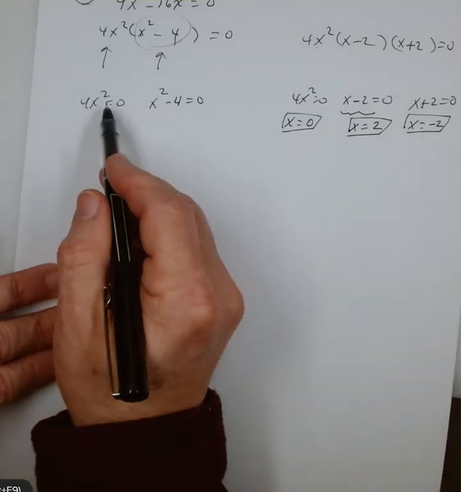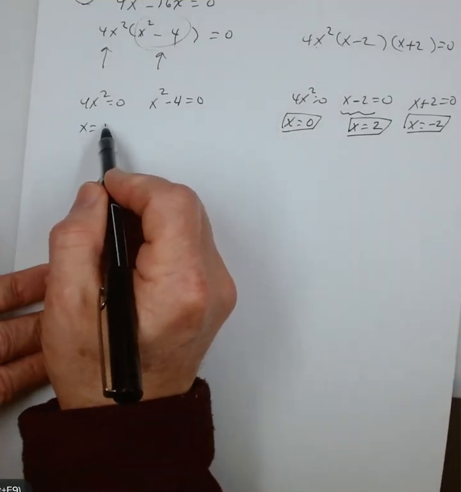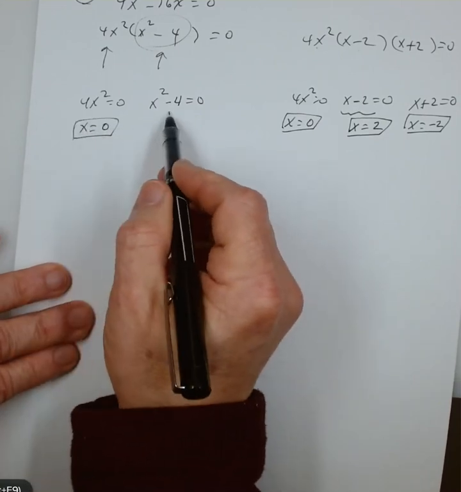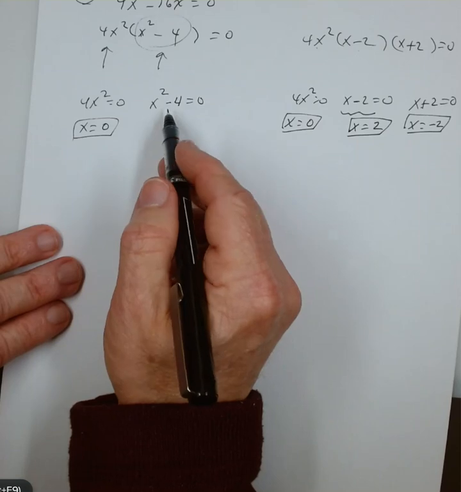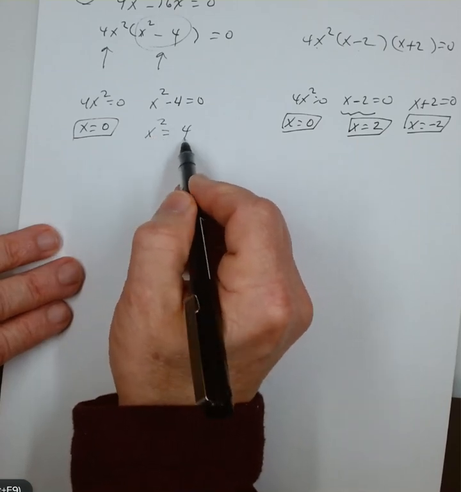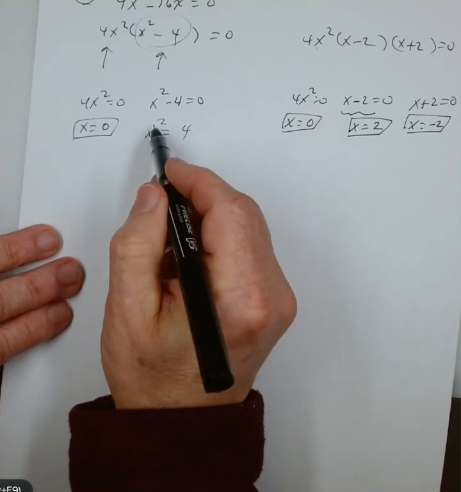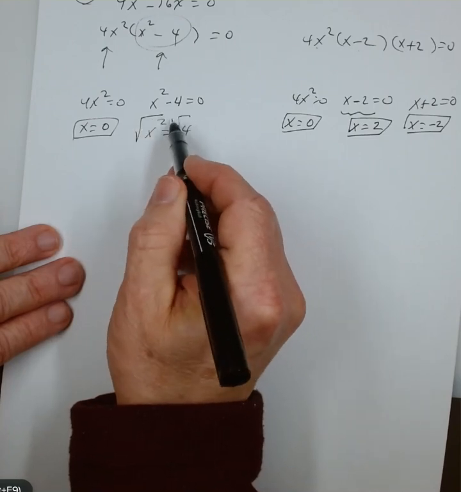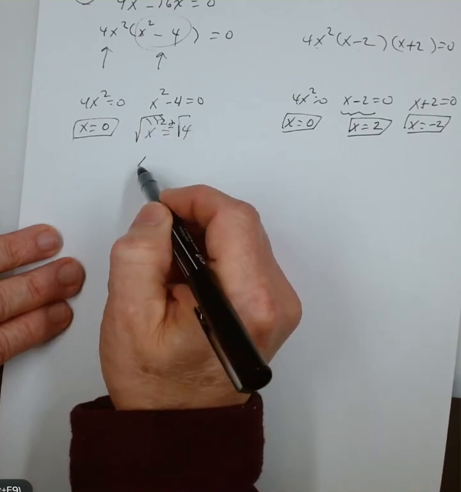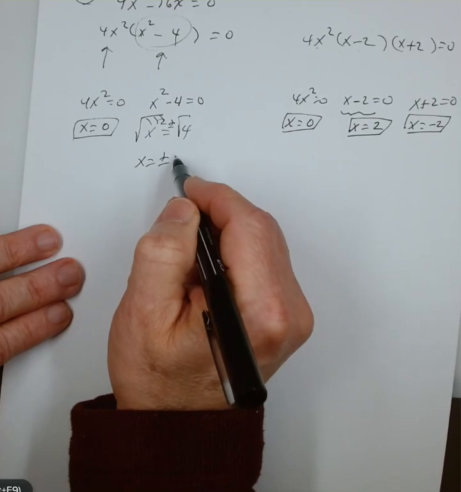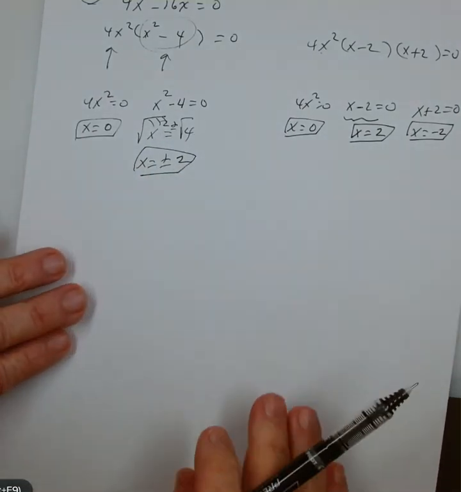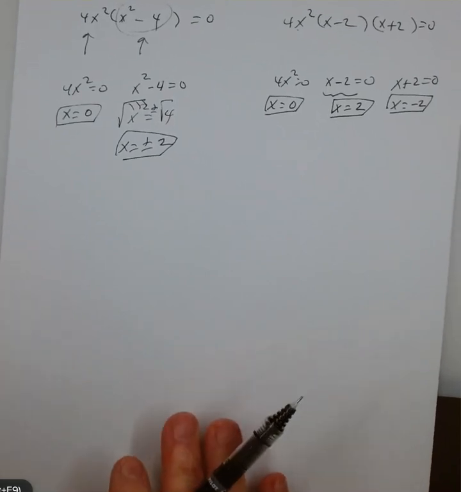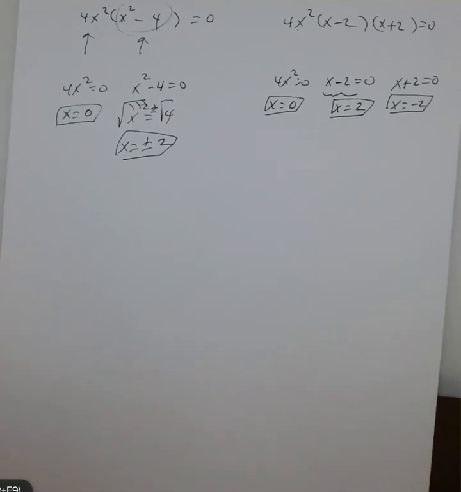Here, same thing, this is the same as that, so x has to equal what? 0. Over here, we can do like we did in the previous problem. Since there's no x term, I could get x squared by itself, and then do what to both sides? Square root, plus or minus. So x equals plus or minus 2. So notice, regardless of which one you use, you get the same solution. It's not an easy section. You just got to keep working at it.